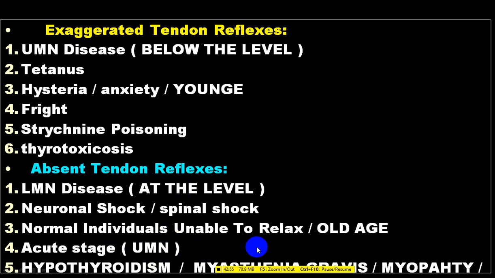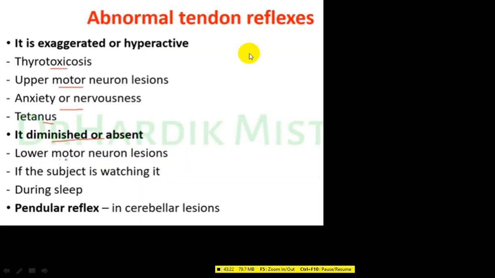In hypothyroidism, myasthenia gravis, myopathy, painful muscular conditions, and also in joint deformities, arthritis, arthralgia, the reflexes will be very difficult to elicit, and a good number of times in myopathy and myasthenia gravis, they will be diminished or absent. So this should be remembered. Reflexes are exaggerated in non-neurological conditions like thyrotoxicosis, anxiety, tetanus, tetany.